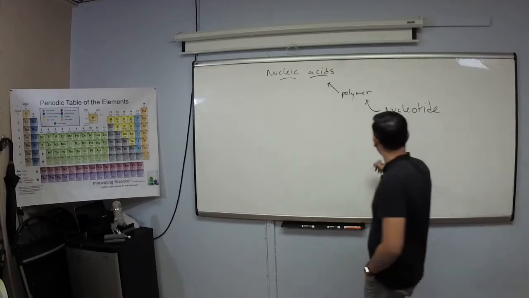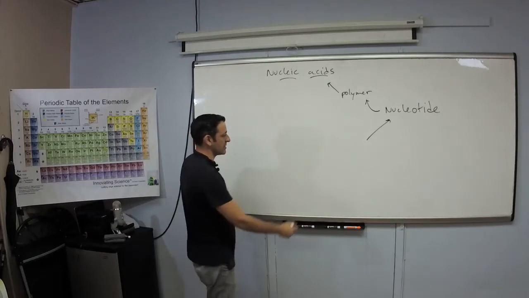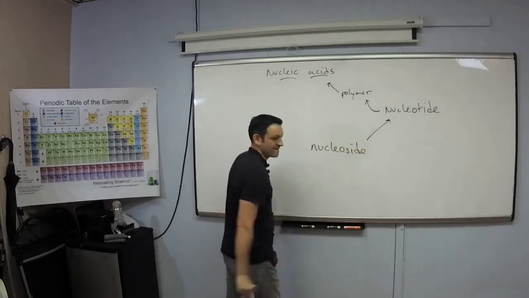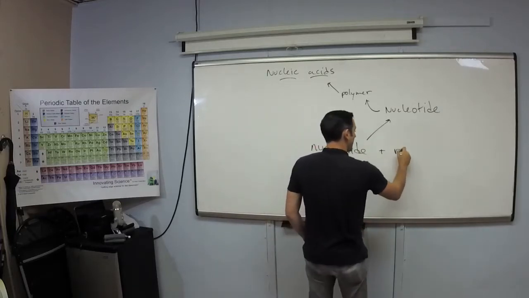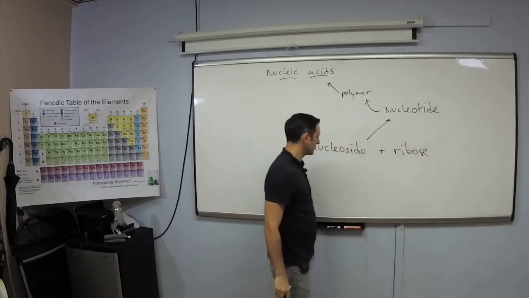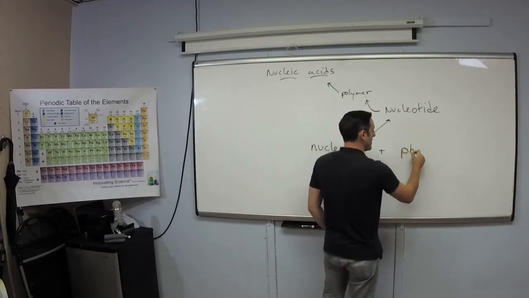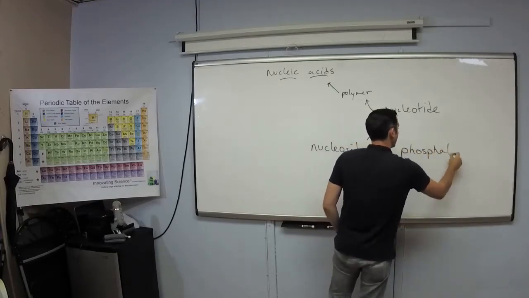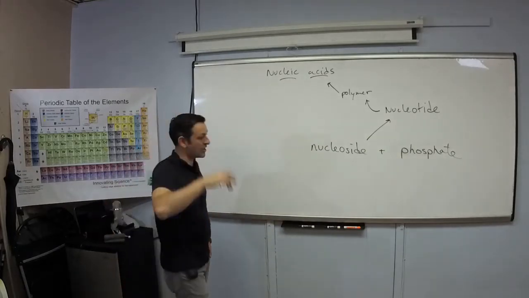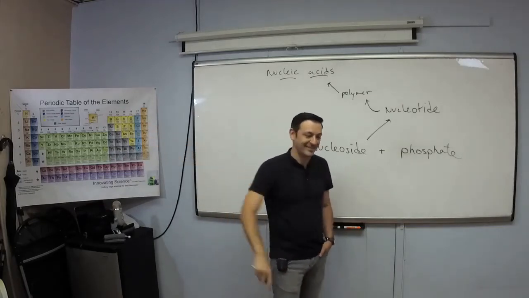What's a nucleotide? Well, it's a nucleoside attached to a ribose. That's not right. It's a nucleoside with a phosphate. That's more correct. That was a brain glitch I just had. It's been a long day. It's a Monday. It's bad weather outside.